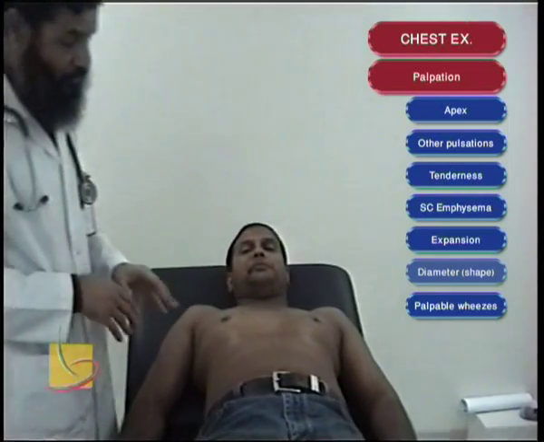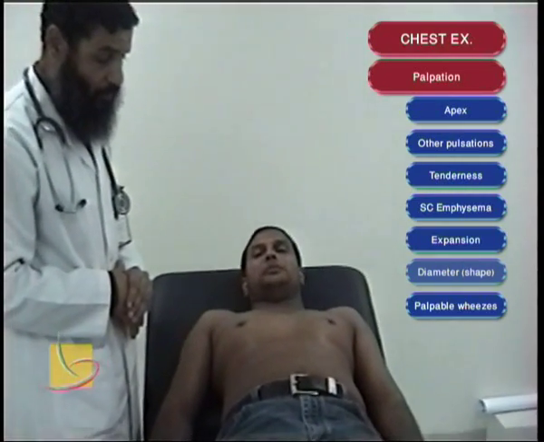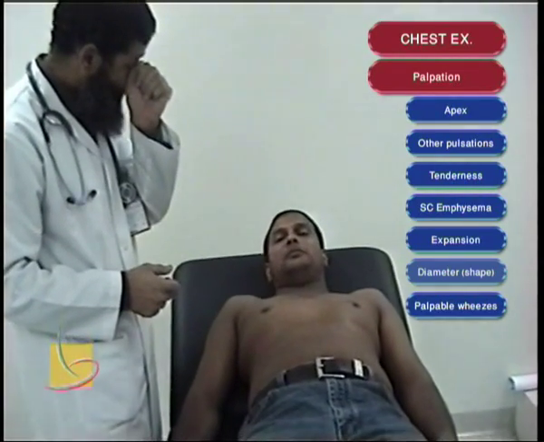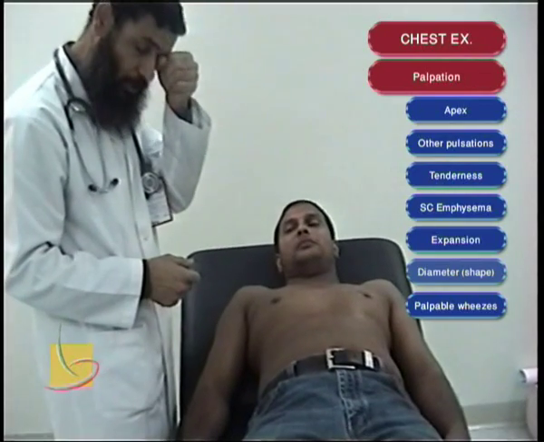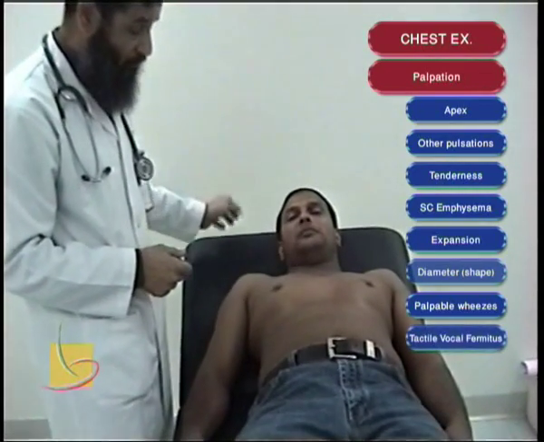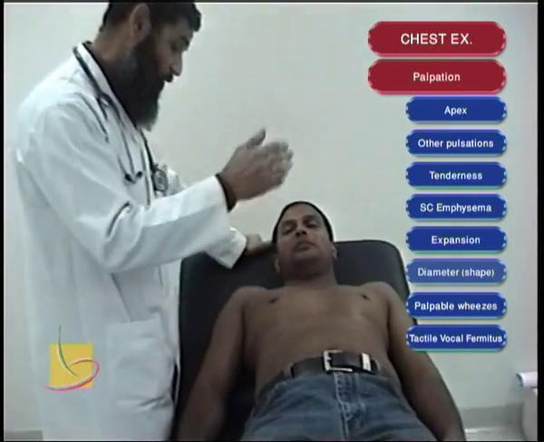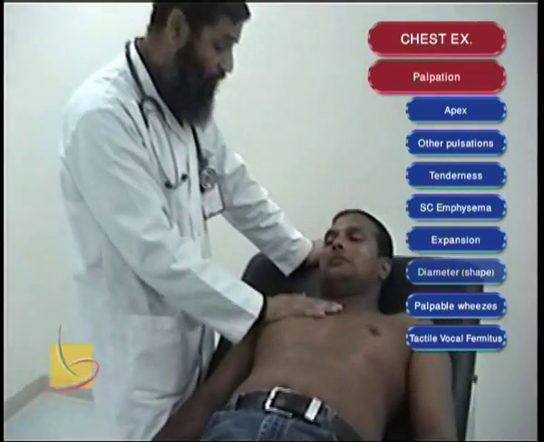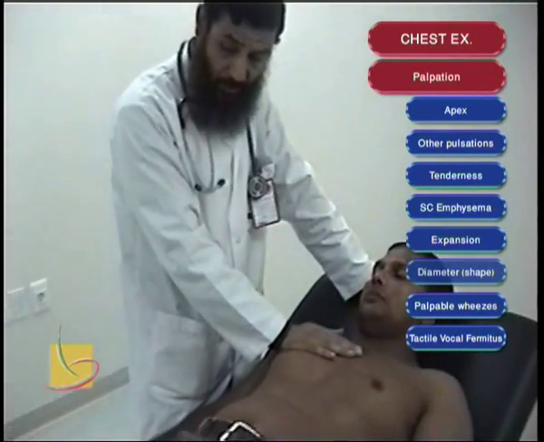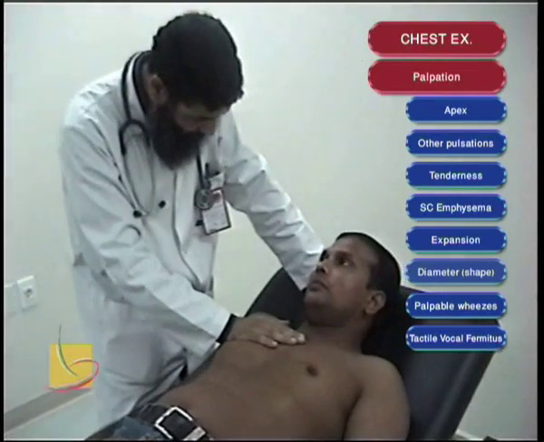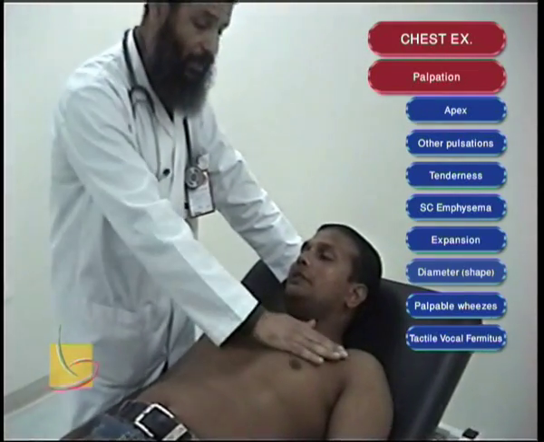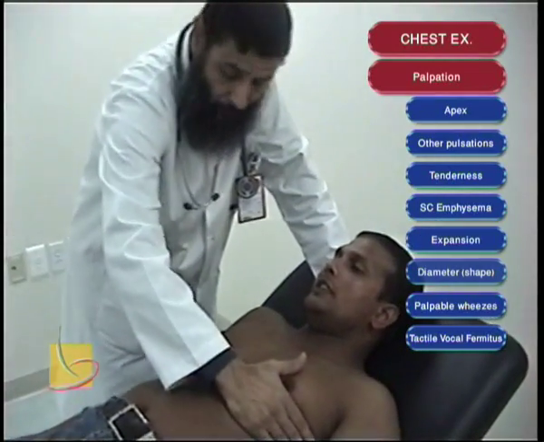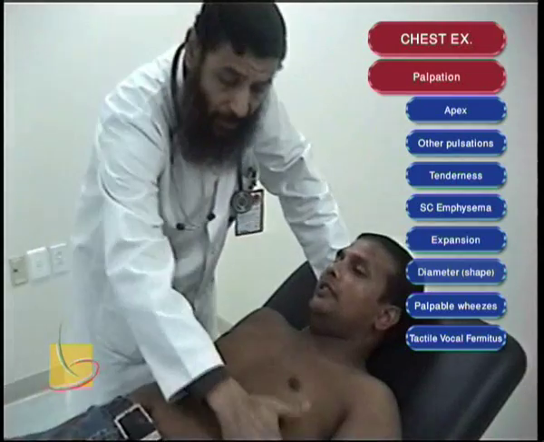So finishing that, you finish the so-called palpation for wheezes. Then finally, to complete the palpation of the chest, you have to check for the so-called tactile vocal fremitus. What is that? Apply one hand here, usually the right side. Ask the patient to say, if he is a foreigner and cannot speak Arabic, ask him to say 99. Can you say 99, please? 99. Again? 99.